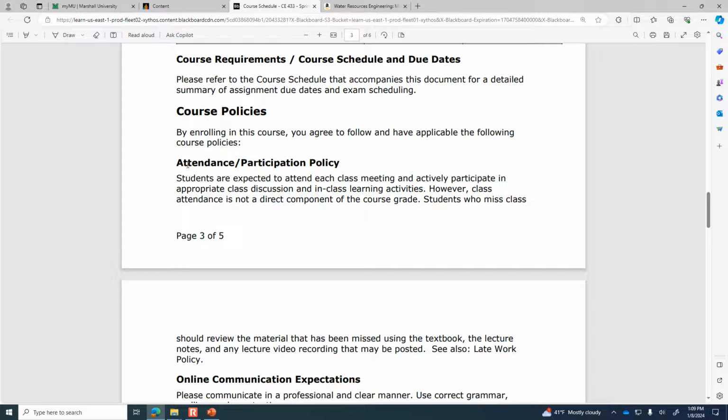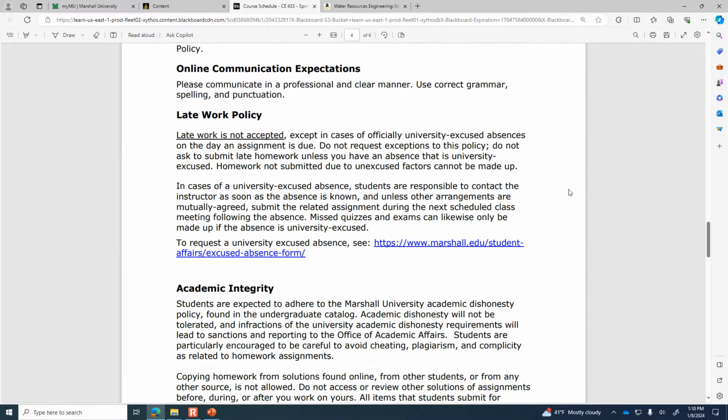Attendance is expected, but I'm not going to be taking attendance, and it's not part of your course grade. So if you miss class, my recommendation is to catch up on the material that you've missed by going through the notes, talking to your classmates, reading the book, and reviewing the lecture that's posted online. Late work is not accepted. When there's a due date for an assignment, it needs to be submitted before the due date or not at all, unless you have a university excused absence, which you can request through Student Affairs. The link to request a university excused absence is on the syllabus.